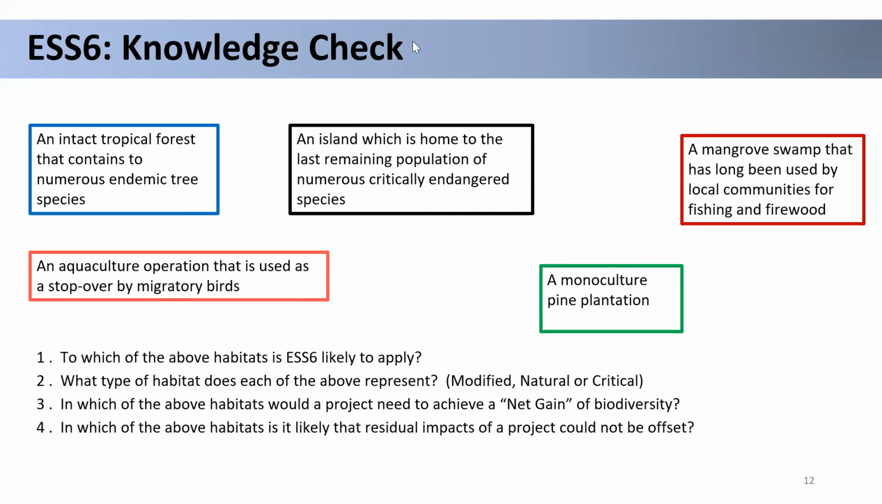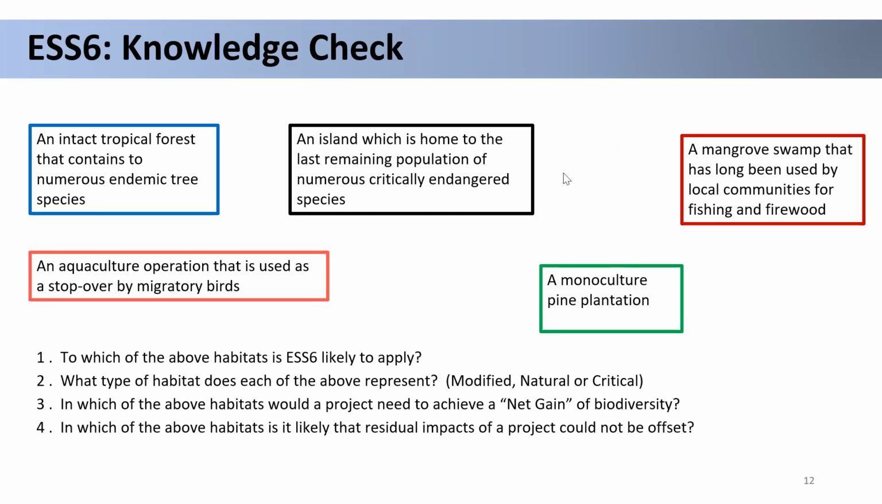Okay, good answer. Island, home, forest. Critical could be all except pine. Island is a critical habitat. Okay, island with critically endangered species. Okay, thank you for this.